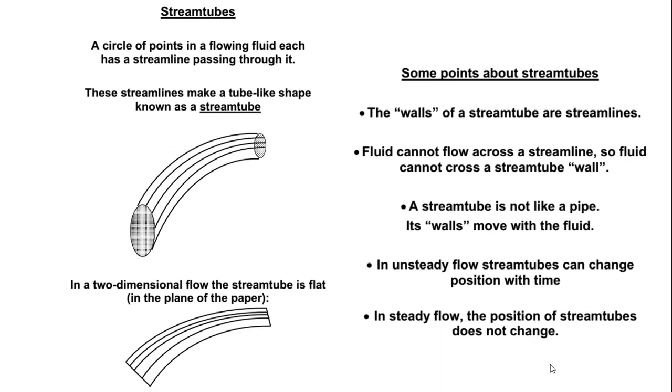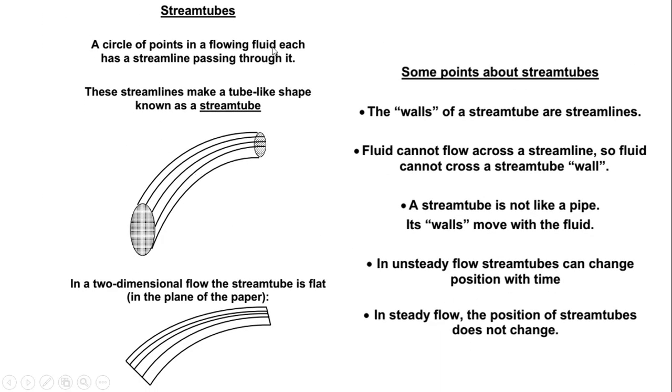Okay. So like what I say, we are supposed to also define what is known as stream tubes. A stream tube is defined as a combination of streamlines. So when streamlines make a tube-like shape, they are known as stream tubes. So we've got a streamline here. Then when they form something which is almost like a tube, we call them stream tubes. The walls of stream tubes are streamlines.